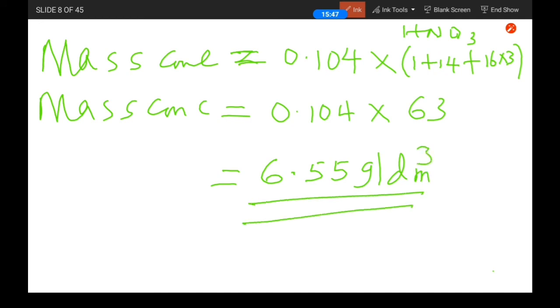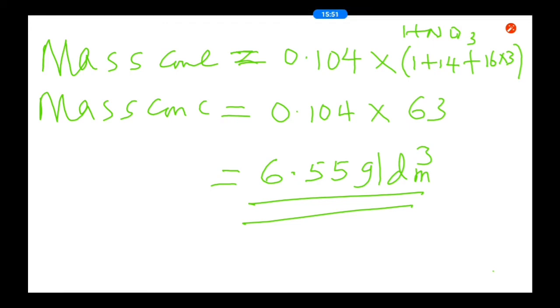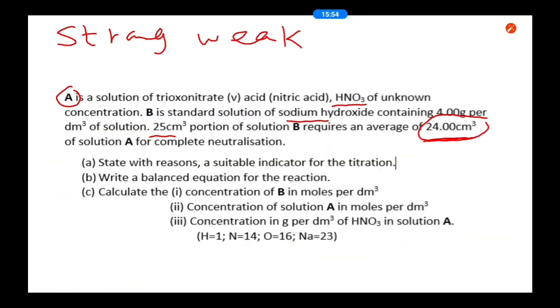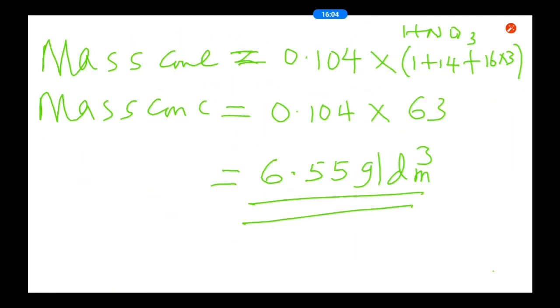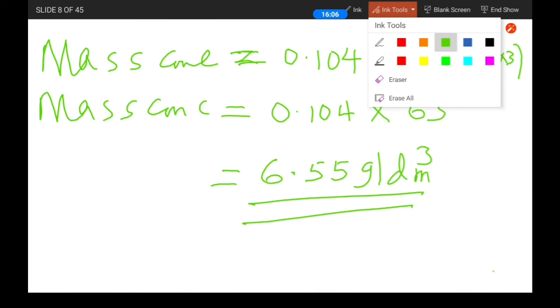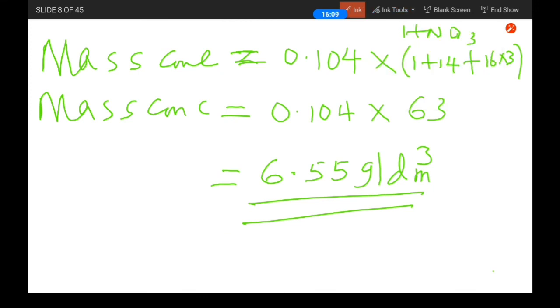So we have finally done justice to the question. We calculate the mass conc of the acid. Let's look at it again. Concentration in grams per dm cube of HNO3. That is our third question, which we have just calculated. So we now write, therefore, the concentration of acid will give us 6.533 grams per dm cube.